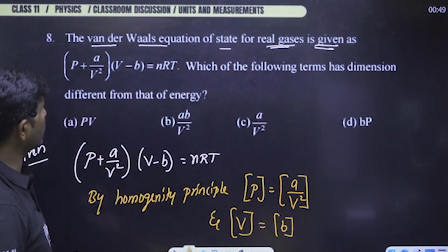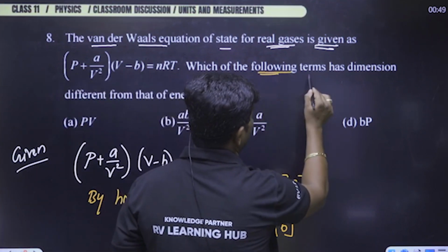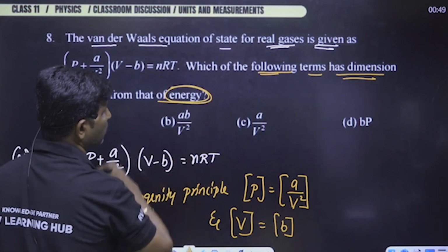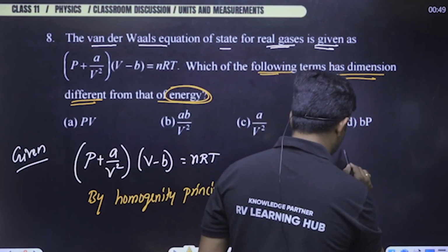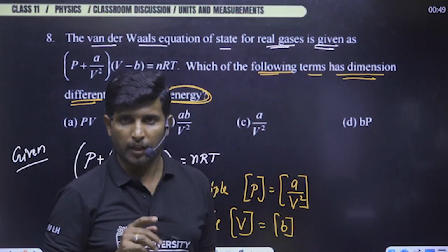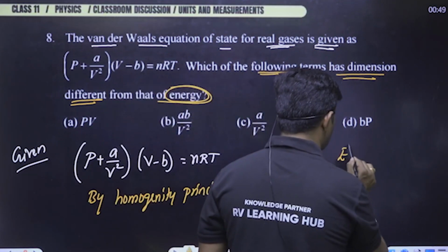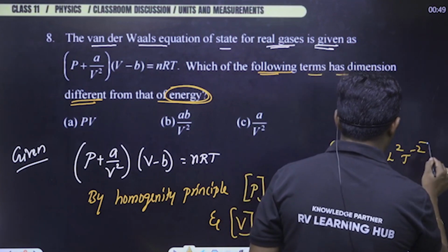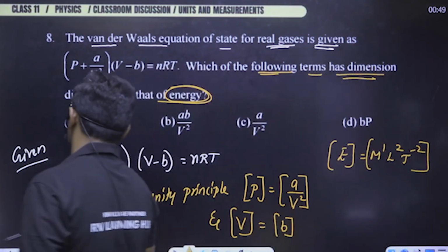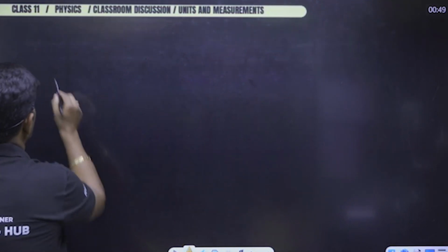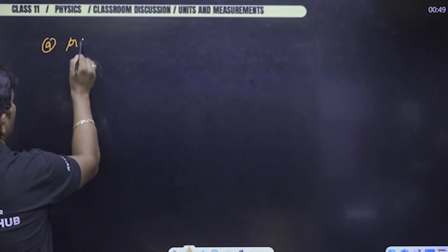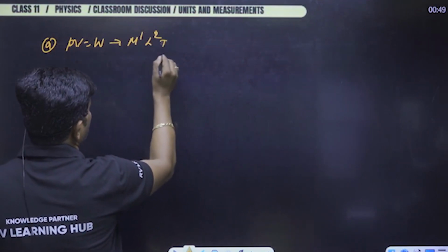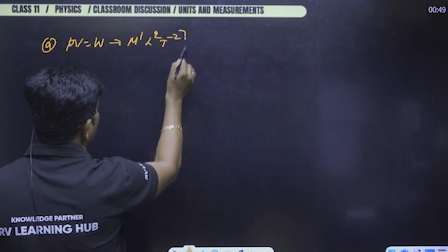And what they are saying to us, see here: which of the following terms has dimensions different from that of energy? One thing should be very clear: what is the dimension of energy? Energy is nothing but M power 1, L power 2, T power minus 2. If you go on simplifying this, what is option A here? Pressure into volume, which is nothing but work done. Work done will have the dimension M power 1, L power 2, T power minus 2 here.